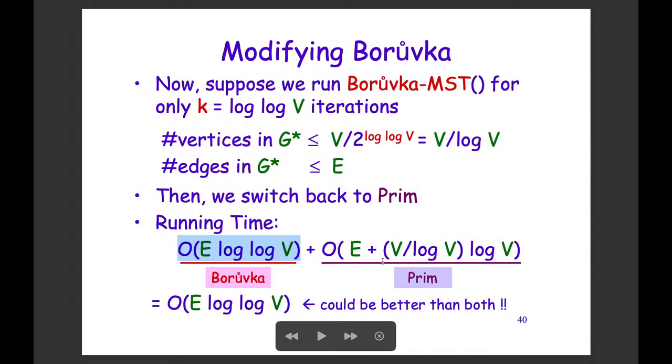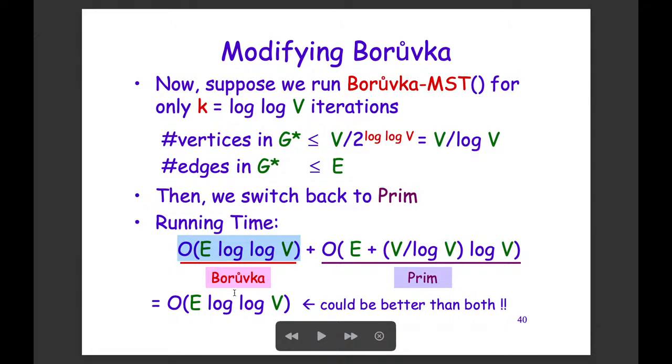But then this is now small. Even if we multiply this with log V, it is just E plus V. So it is now fast for the remaining part by just running Prim's algorithm. Okay. So in such a case, the total time is E log V. So the remaining part we can be fast.